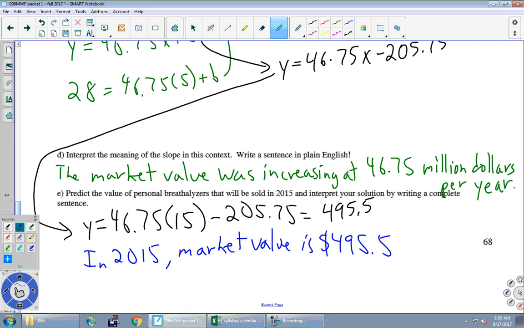Yeah, so if I write that sentence, I'm losing a point. Or more specifically, if you write that sentence, you're losing a point. What did we omit in that sentence? Million. It's millions, right? It's not $495, but that's what it says. 495.5 is the right answer for plugging into the equation, but our interpretation has to include the millions.